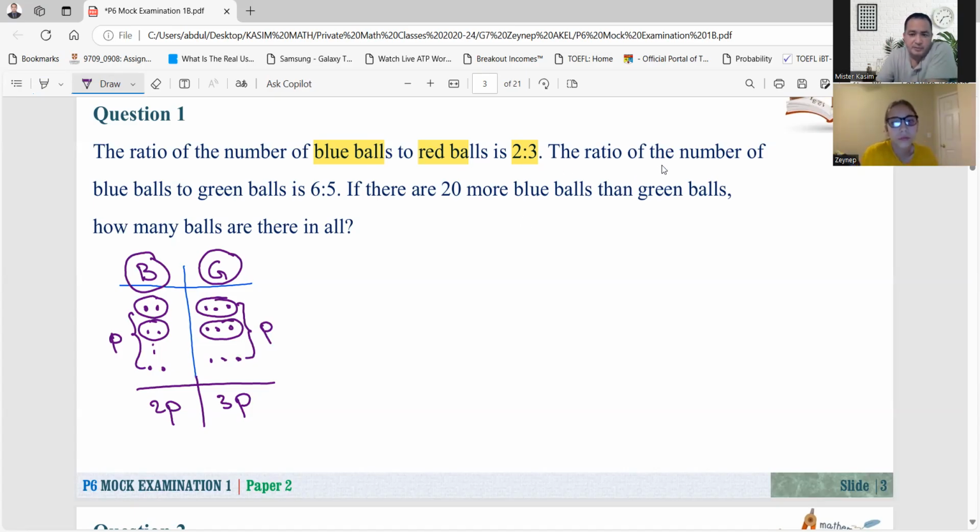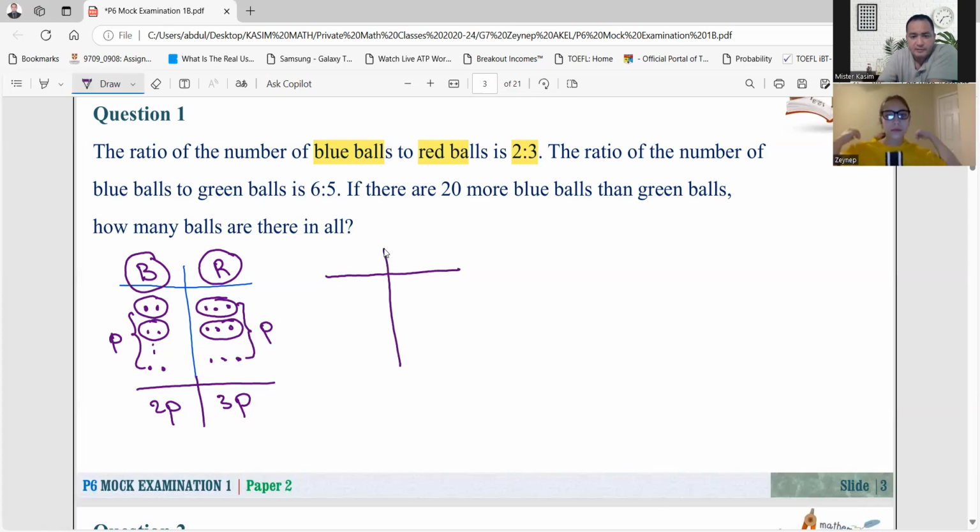Now let's continue the second part. The ratio of the number of blue balls to green balls is 6 to 5. So this one is red. Okay, this is red, right? So blue to red is 2 to 3. And the ratio of the number of blue balls to green balls. Okay, let me just write again. So this one is blue balls to green balls.